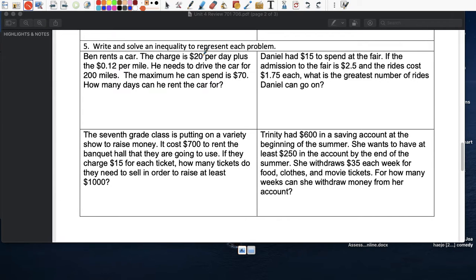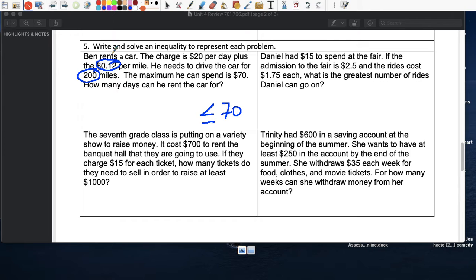Oh, I see. So the maximum he can spend is $70. So let's start with that. So can it be greater than 70? No, it has to be less or equal to 70. Now, he wants to drive the car for 200 miles. You know that. And you know that each mile is 12 cents. So we can already calculate how much that's going to cost.